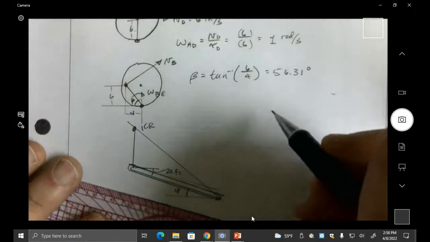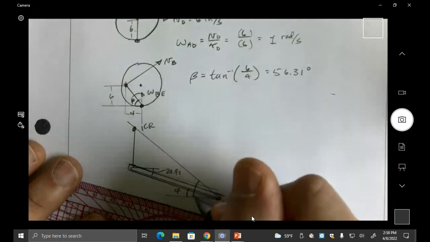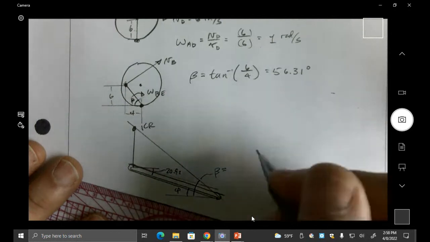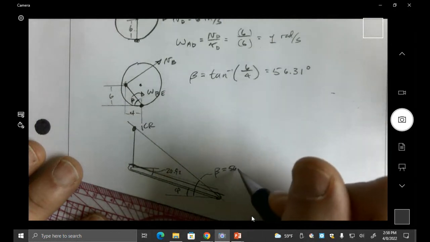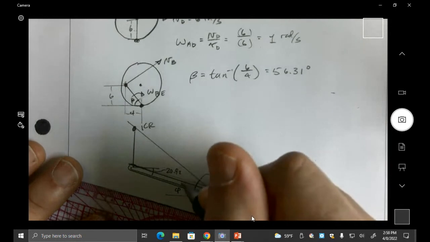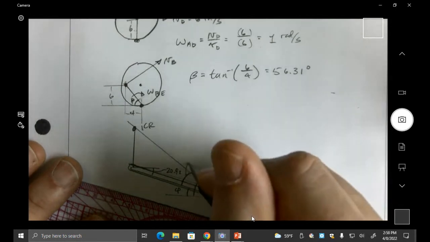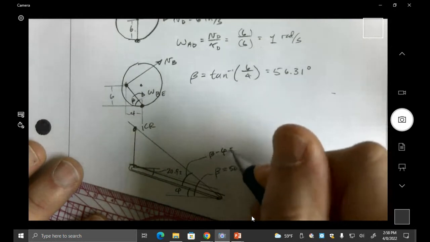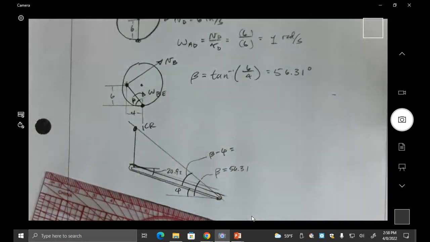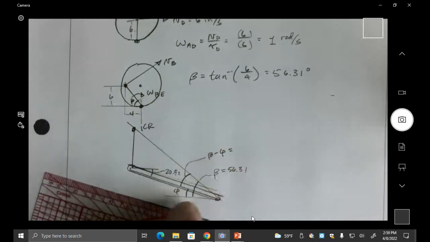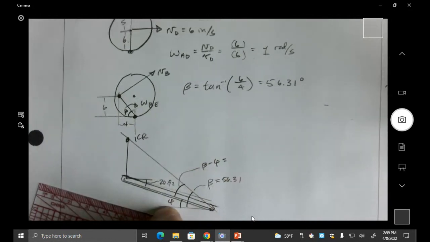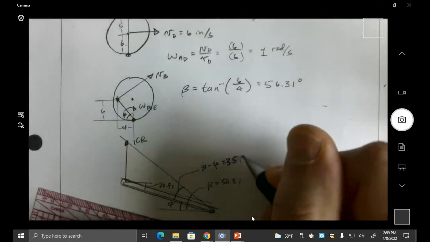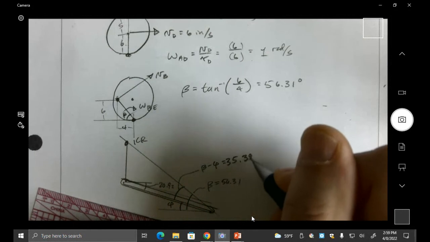And remember that this angle, that big angle right there, was 56.31. So this interior angle right here is going to be beta minus phi, or my 56 minus the 20.92, or 35.39.